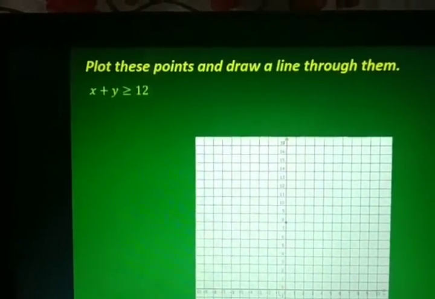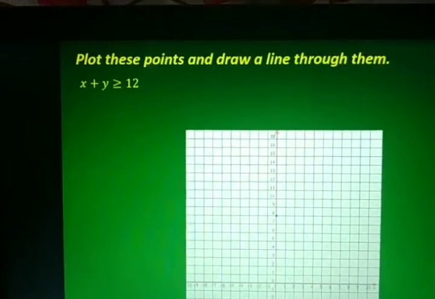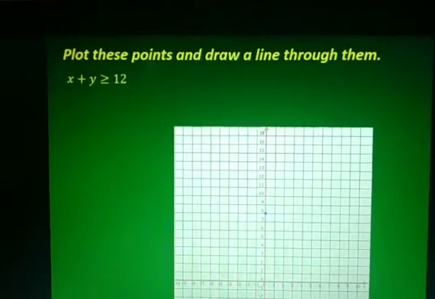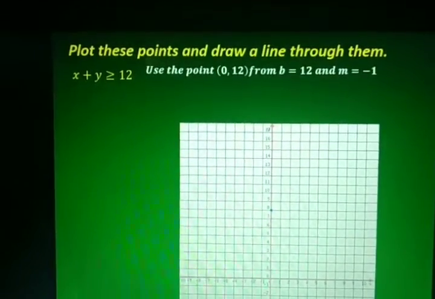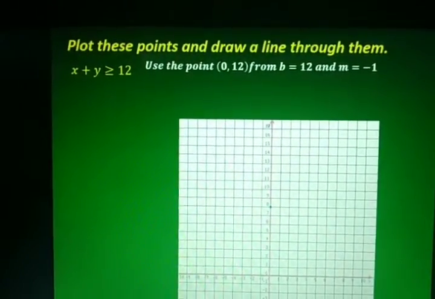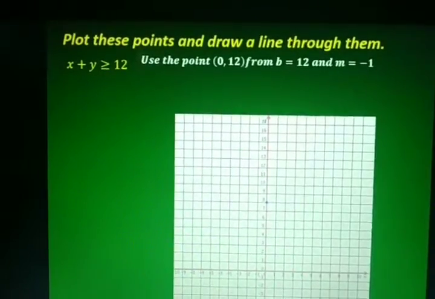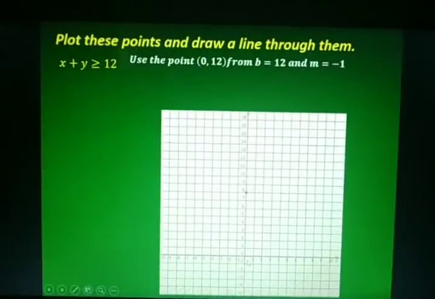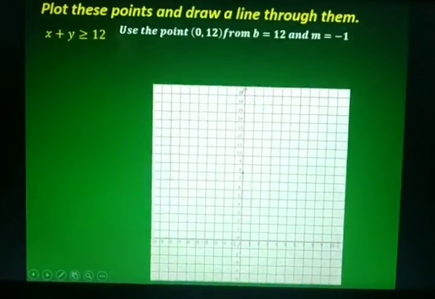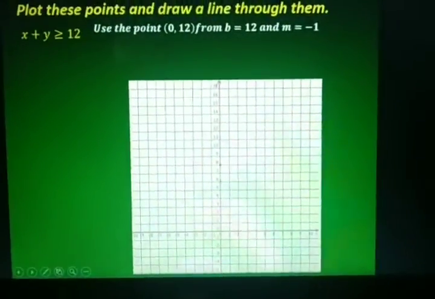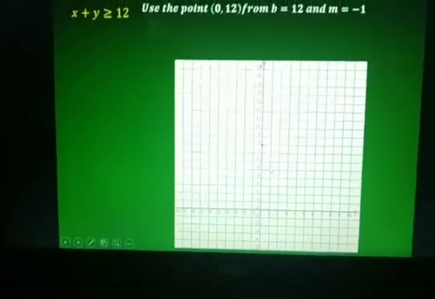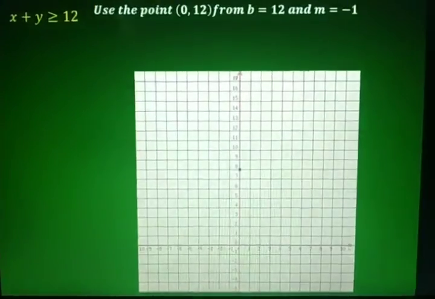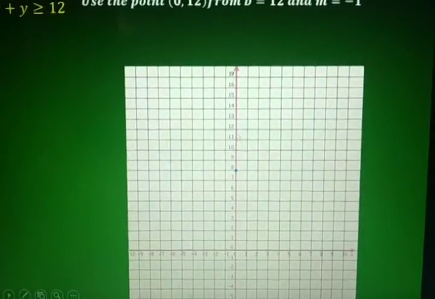First, the linear inequality is x plus y greater than or equal to 12. We'll use the point 0, 12 from the y-intercept 12 and slope negative 1. So, first, 0, 12. Don't mind this point, it's a red point. 0, 12. Where is 0, 12? I'll focus on it. It should be here.